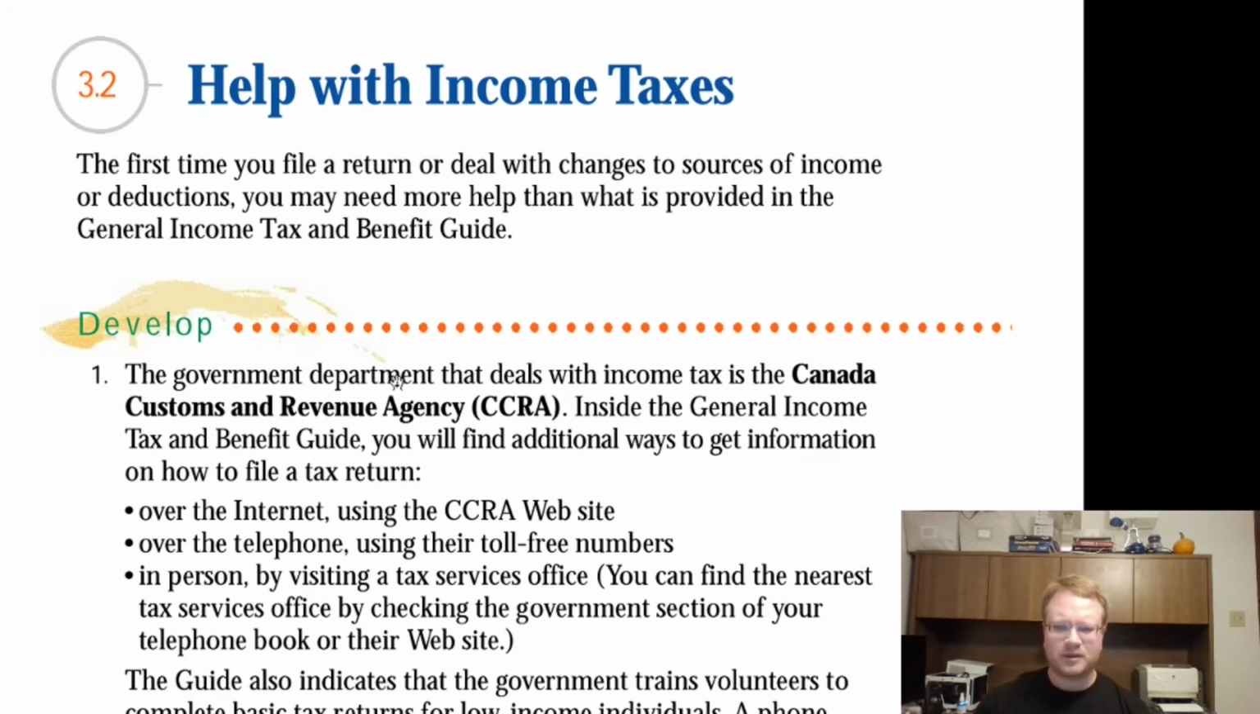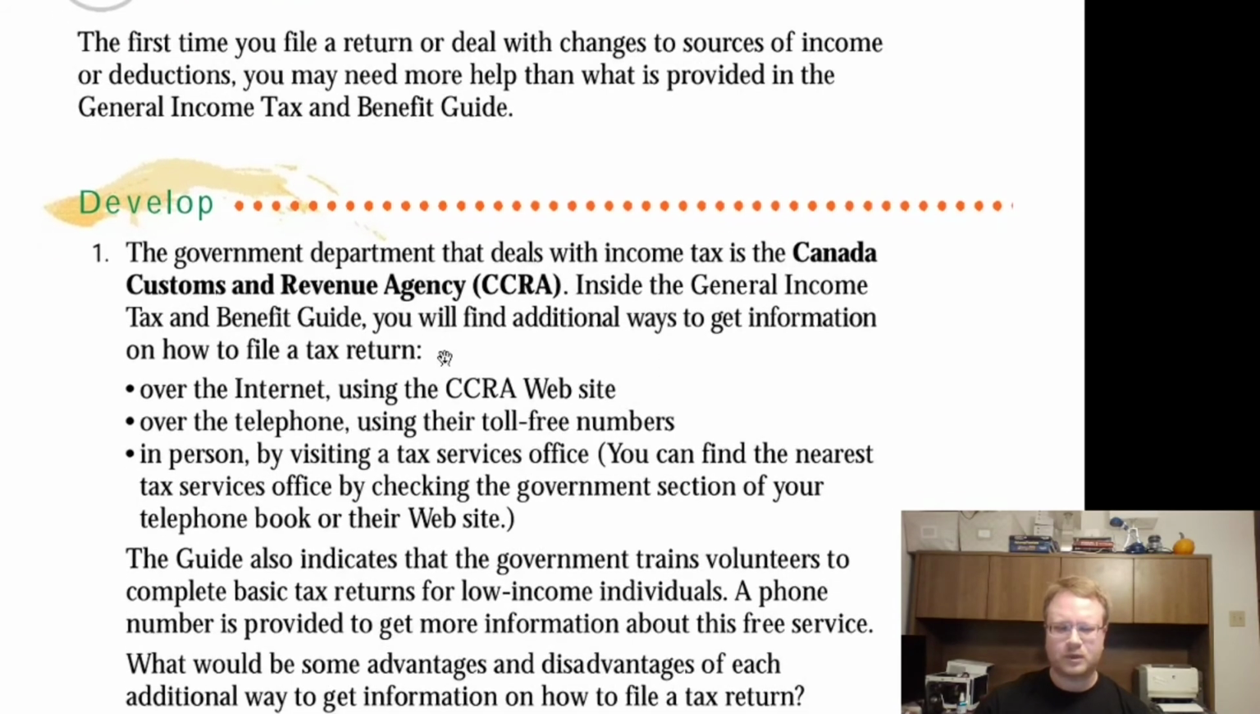The government department that deals with income tax is the CRA, Canada Customs and Revenue Agency. They've actually changed the name. This is an older textbook. It's just the Canada Revenue Agency. Inside that general income tax and benefit guide, so that's the guide you can find online or at your post office or whatever that explains how to file your tax, you will find additional ways to get information on how to file a tax return.